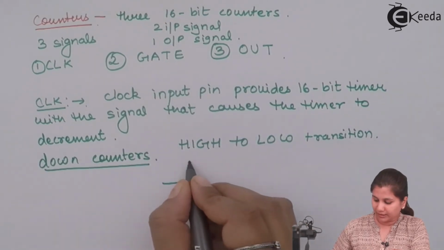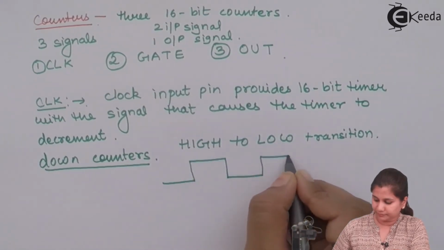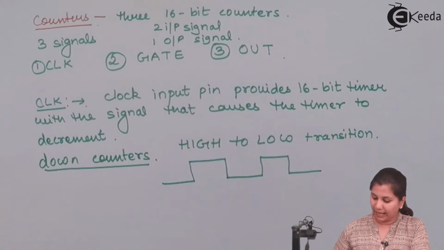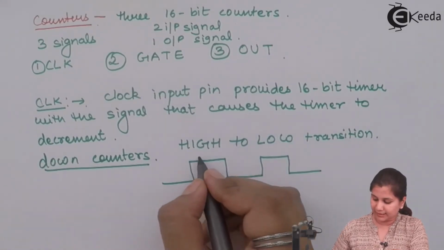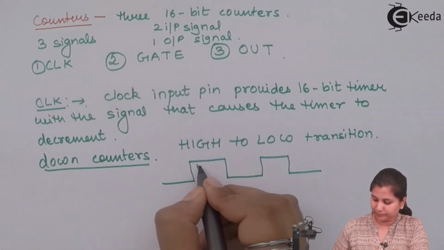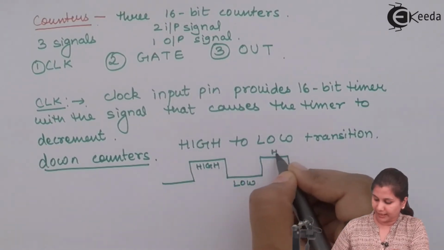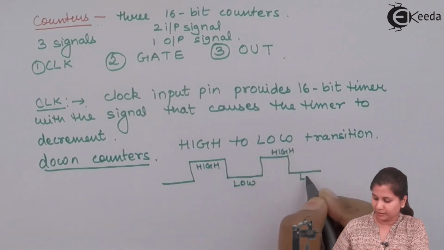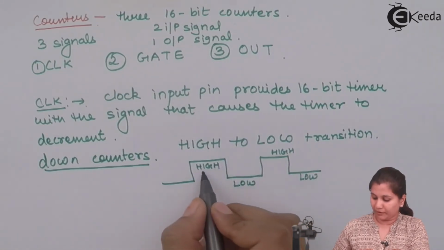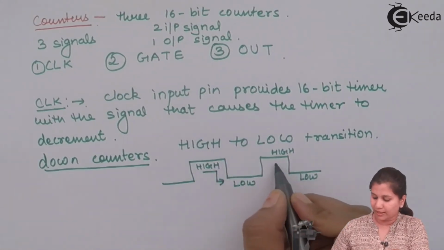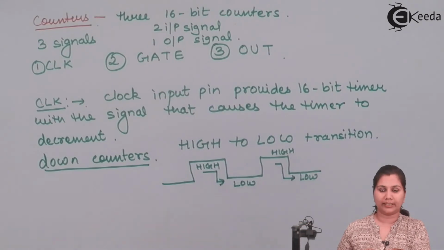This means that if this is the clock signal, then a high to low transition means this is high and this is low. This is again high and this is again low. So from every high to low transition, the counter is going to decrement.